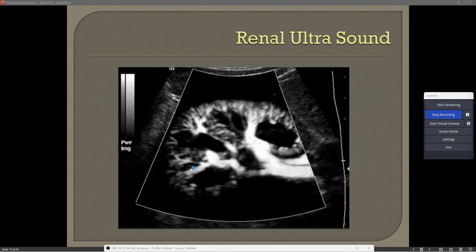Here's a good ultrasound. It's actually almost too good an ultrasound to even believe. You can see some of the vasculature, some of the collecting ducts here, the renal pelvis, the blood flow. I don't expect you to know what these are. I don't even know what they all are.